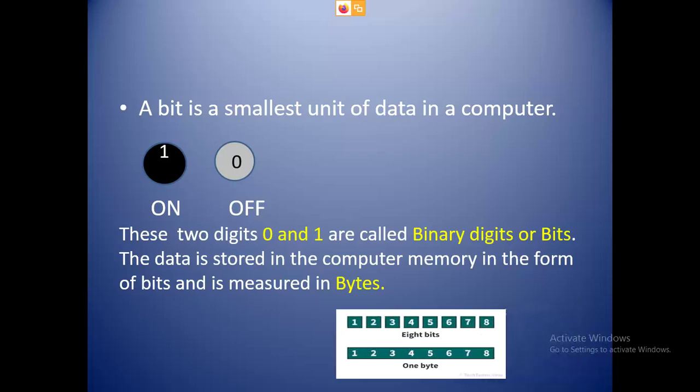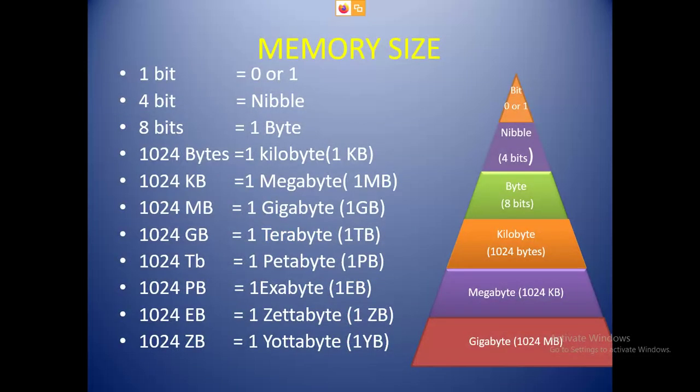Next, can you see this picture? 1, 2, 3, 4, 5, 6, 7, 8 bits will be counted as 1 byte. If the computer stores 8 places in the computer memory, then it will be counted as 1 byte. So this is the memory chart which is given in your book also, and children try to understand. One bit, a single bit, is 0 or 1. It will only take one block of the memory in the computer.